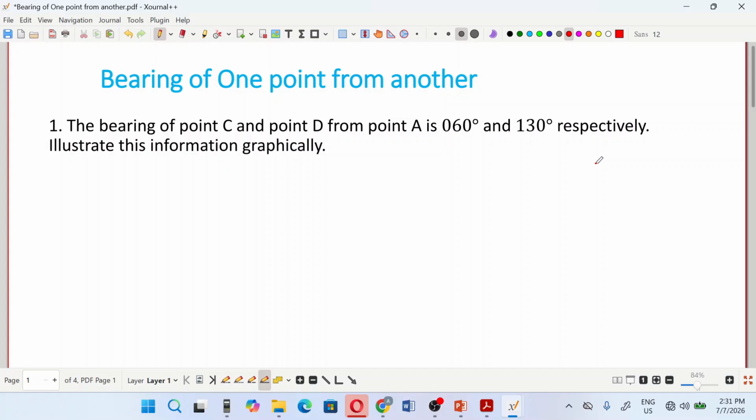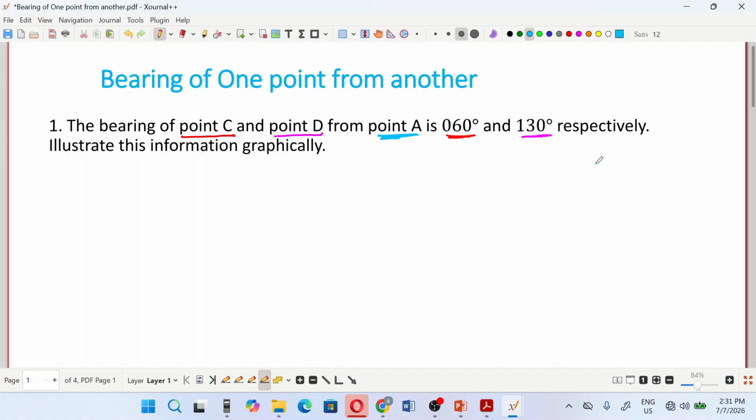Right, so let's look at our example here. It says the bearing of point C and point D from point A is 60 degrees and 130 degrees respectively. Illustrate this information graphically. What does it mean? With the word respectively, it tells you that point C from point A is 60 degrees, and then point D from point A is 130 degrees. But remember, they are all making reference to point A. They are all coming from point A.